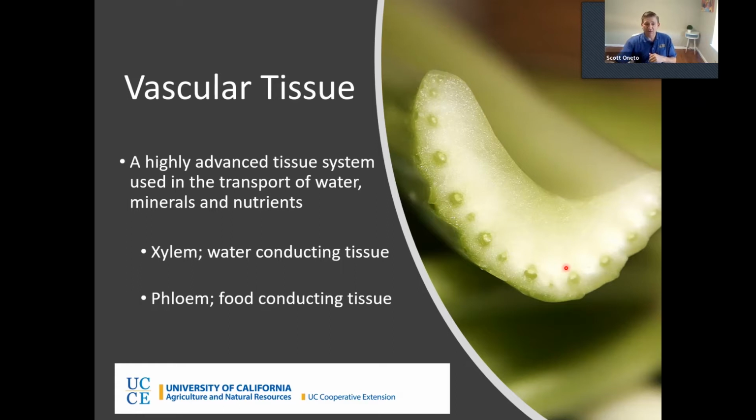And then we have another one called the phloem. The phloem is another cell type, and it is responsible for moving those carbohydrates, those sugars, throughout the plant.